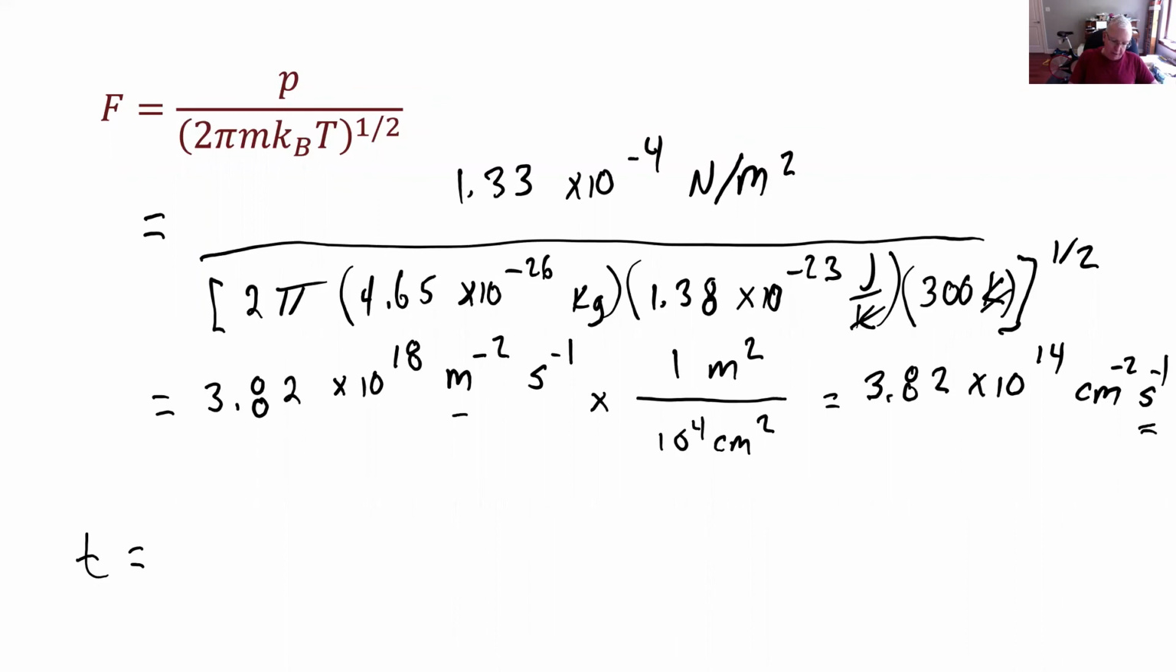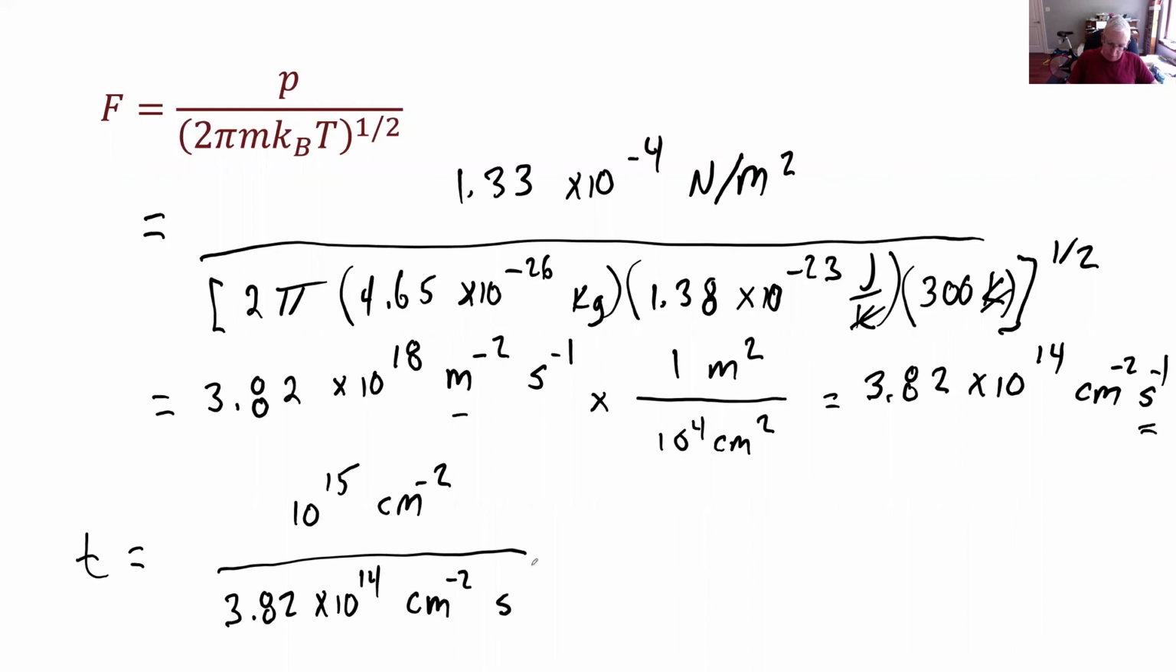I'm going to say I want to have 10 to the 15th collisions per square centimeter. And the rate at which my collisions are occurring is that 3.82 times 10 to the 14th happen per square centimeter per second. If I divide those two things, the centimeters will take one another out, and I'm left with seconds on the top. And when I do the arithmetic, my notes claim I get about 2.6 seconds as the time that it would take to completely cover up my 1 square centimeter of surface, to cover up all of those 10 to the 15th exposed surface atoms. That's a pretty short time, right?